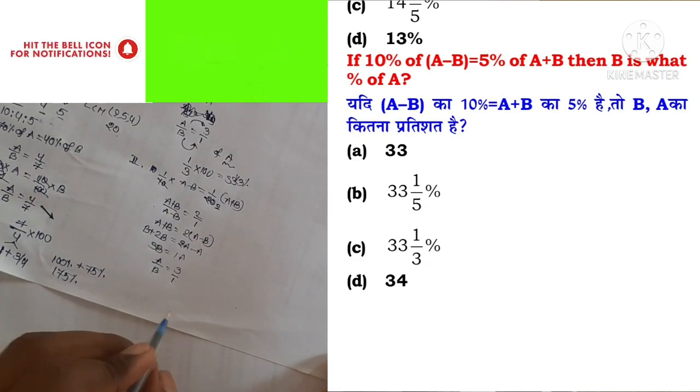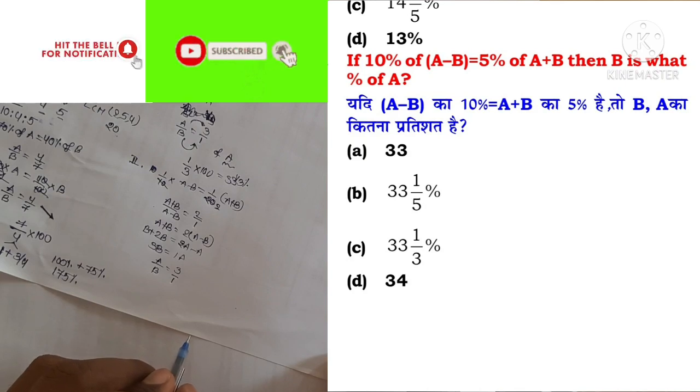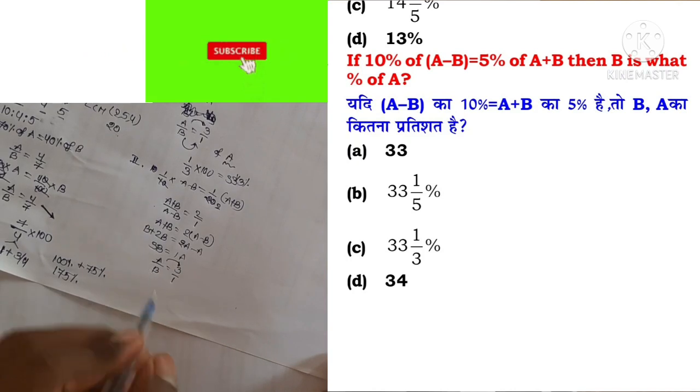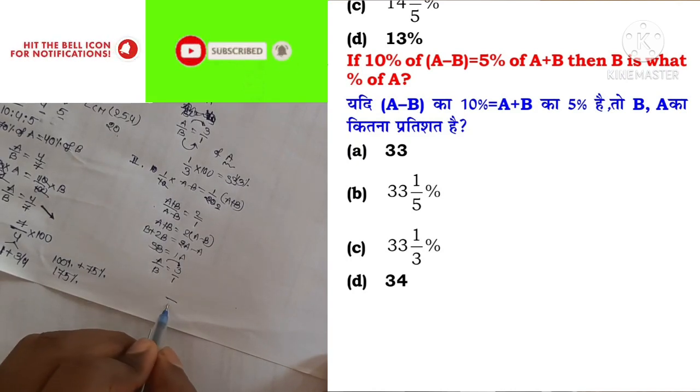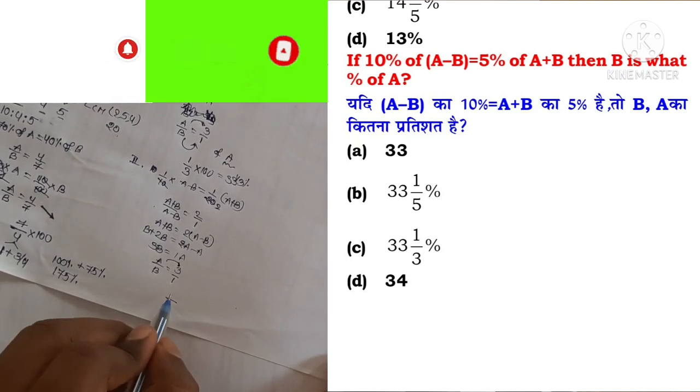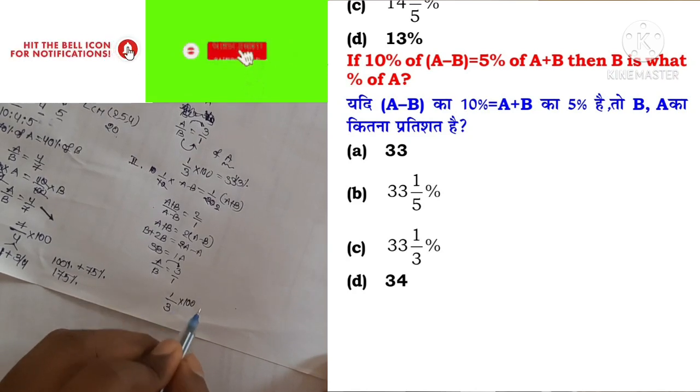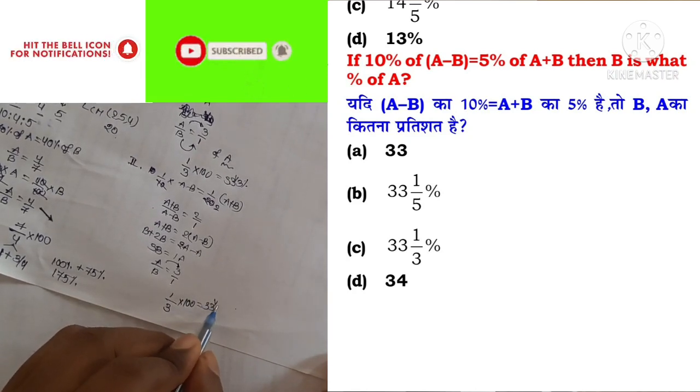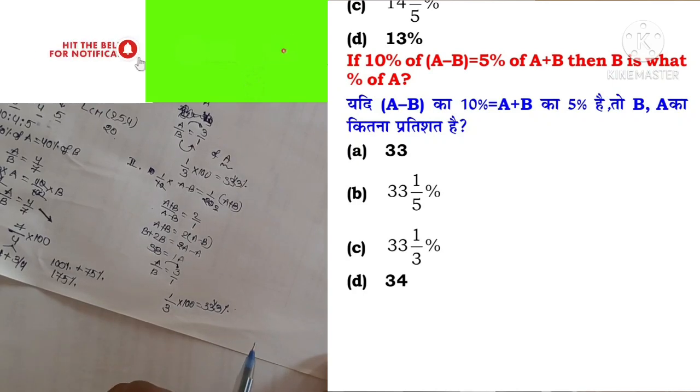So the value of a by b is equal to 3 by 1. So b is what percentage of a? We are comparing with 3, so 3 should be written in the denominator. 1 by 3 into 100. So the value is 33 1 by 3 percentage.